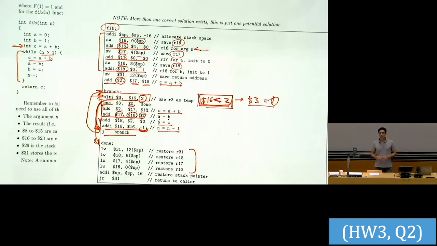Because we could just use, as per the convention stated in the exercise, we could use them as we want. Yeah, sure. But how do you know that these are not in use by the caller? We can't know for sure, but by the convention they should be callee-saved. Because we don't know for sure, we just do it. Okay. Do you have another question?